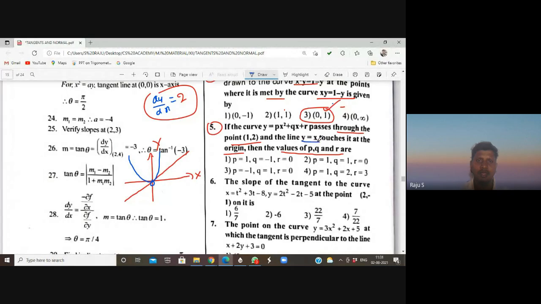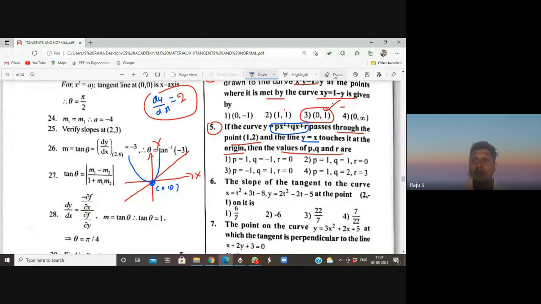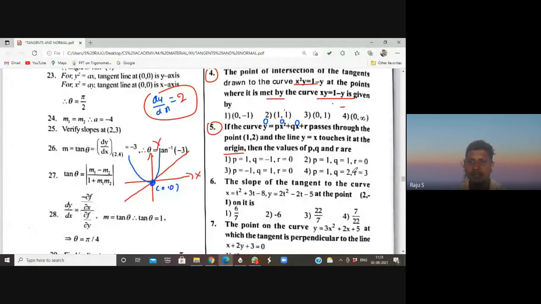The line y is equal to x is a tangent. It touches at the origin. Nothing but that the given curve clearly passes through the point 1, 2, and it also passes through the point 0, 0. All of you see here, substitute 0, 0: y is equal to 0 and x is equal to 0. What is the r value? Yes, the r value is zero. So either the first, second or third option is right. In the fourth option, r is equal to 3 is given, which is wrong. Then how can we check the p and q values?